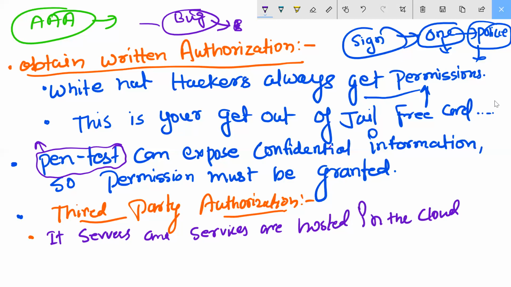But many cyber security people, without permission, will find the bugs and report them to the company, sir. At that time also, you can do that, you can send it.